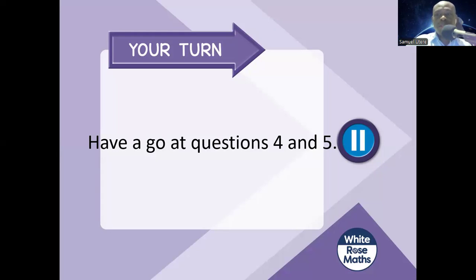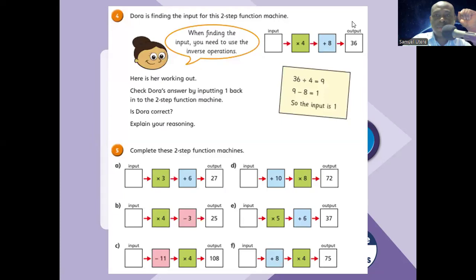So what you've learned so far is you can use inverse operations to find the input of two-step function machines. You just need to know that the inverse of multiplying is to divide, the inverse of dividing is to multiply, the inverse of subtracting is to add, the inverse of adding is to subtract, the inverse of square root is to square, and the inverse of squaring is square root. I would like you to pause the video and answer questions 4 and 5. This should take you about 3 or 4 minutes. You can work at your own pace.